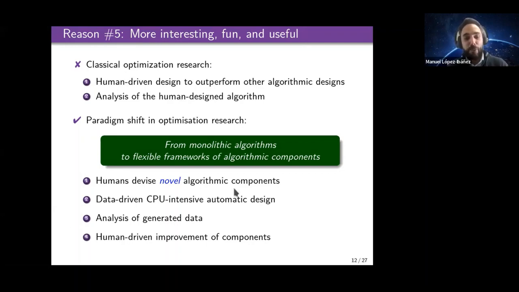But if you do the automatic system, then not only do you generate much more data because the system can do many more experiments than you, but also you have all this data to analyze. And is this data the one that you should use to drive your design of novel algorithmic components, not in isolation, but taking into account what has been done before?